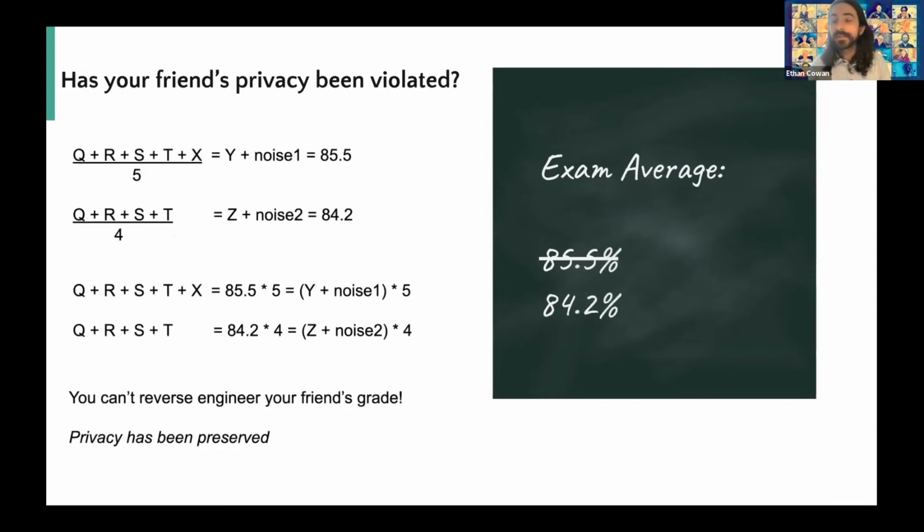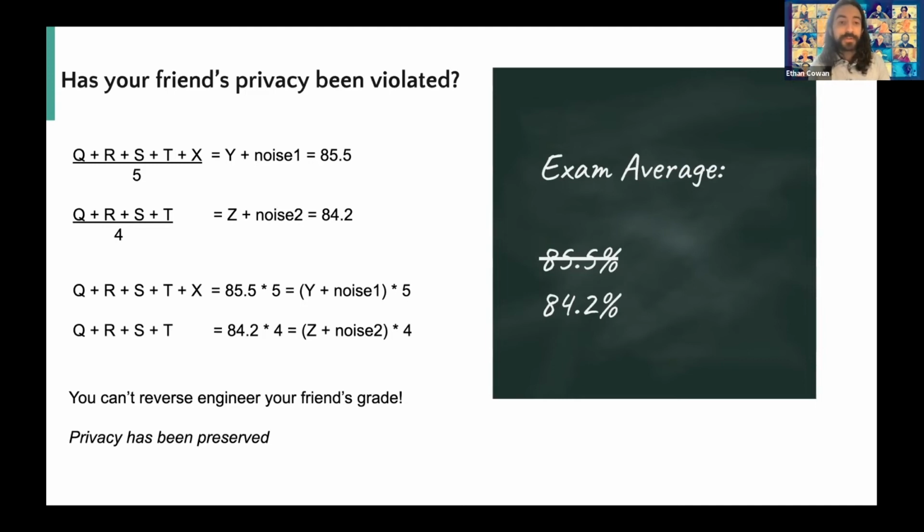One way to mitigate this is to add noise, and this is a common differential privacy technique. If you consider the same scenario, but the teacher added noise sampled from some statistical distribution, both before and after your friend dropped, then instead of just having these neat numbers, 85 and 84 and one unknown of X, you end up with a true mean and a noise value, but you don't know what the noise value is because it was sampled from a distribution. It could really be anything.